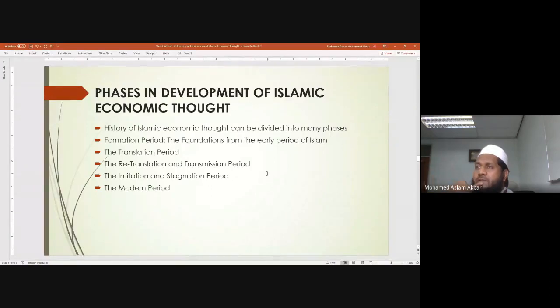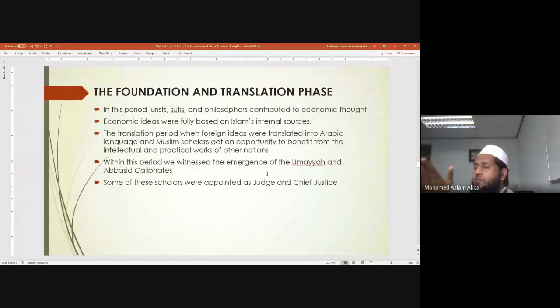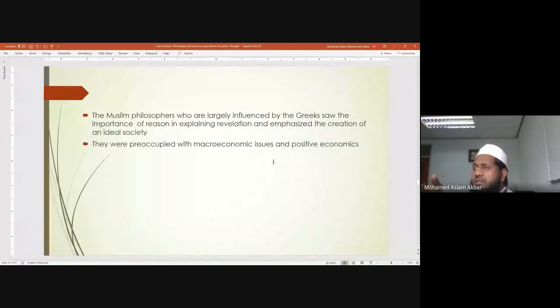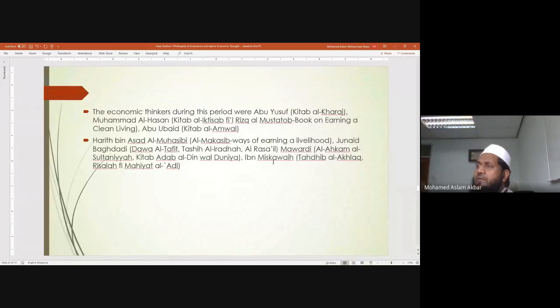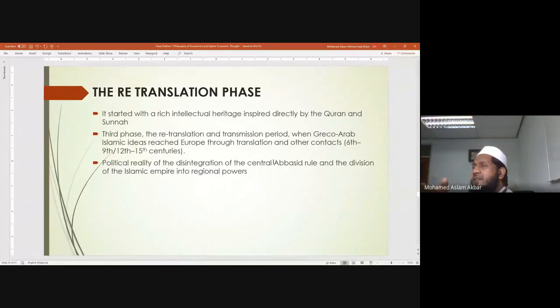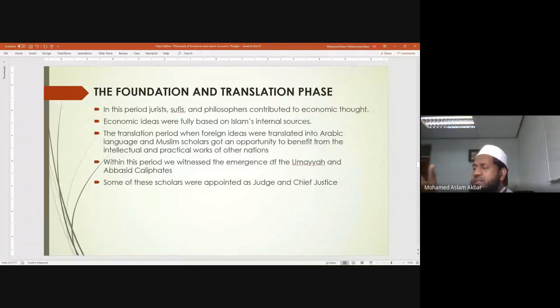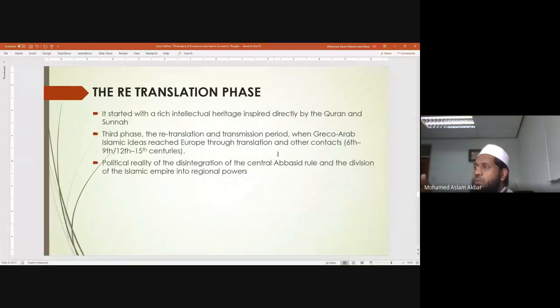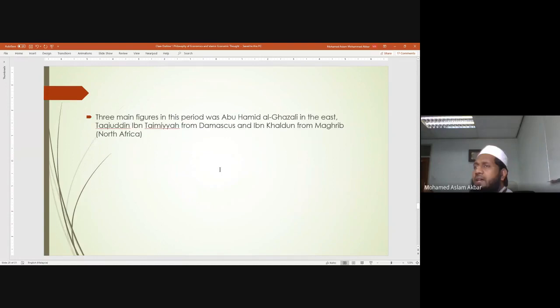These are the phases in the development of Islamic economic thought. Then you have the foundation formation period, and then you have the translation period. All right. These are the few notes I gave you here. Then you have the retranslation period, which I told you was when Greek and Arab Islamic ideas reached Europe through translation, 6 to 9. Then political reality, then opposite rule, division, everything is here. Then you have even Ibn Taymiyyah, Ibn Qayyim, everyone will come under this, yeah.